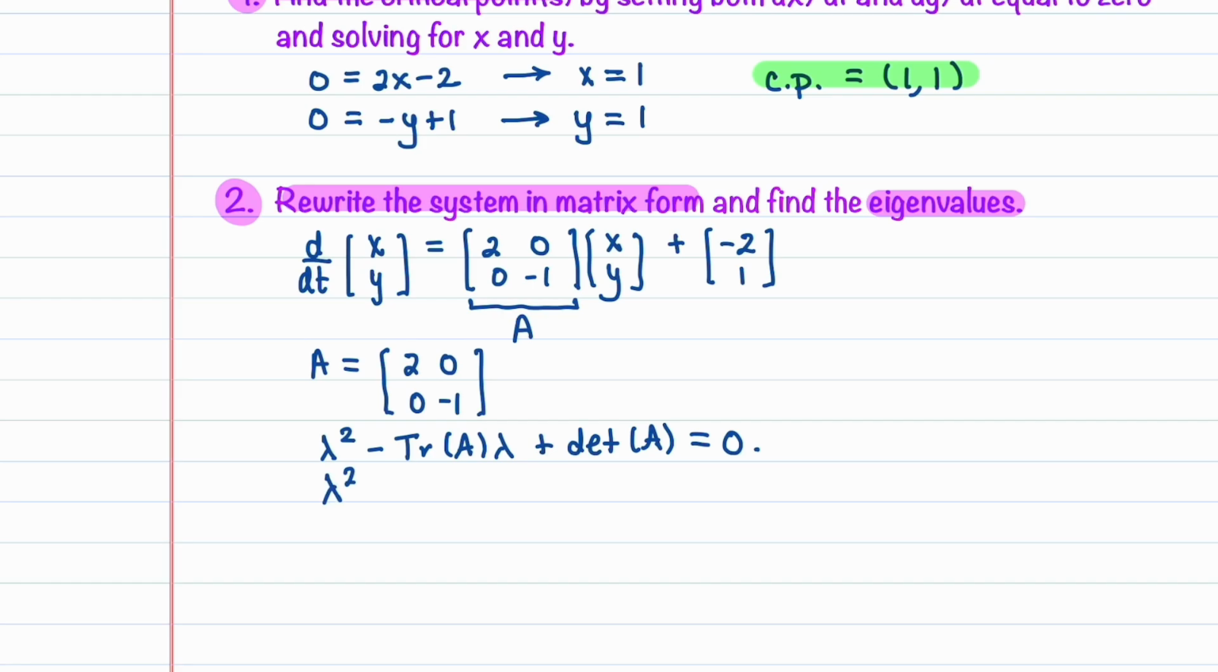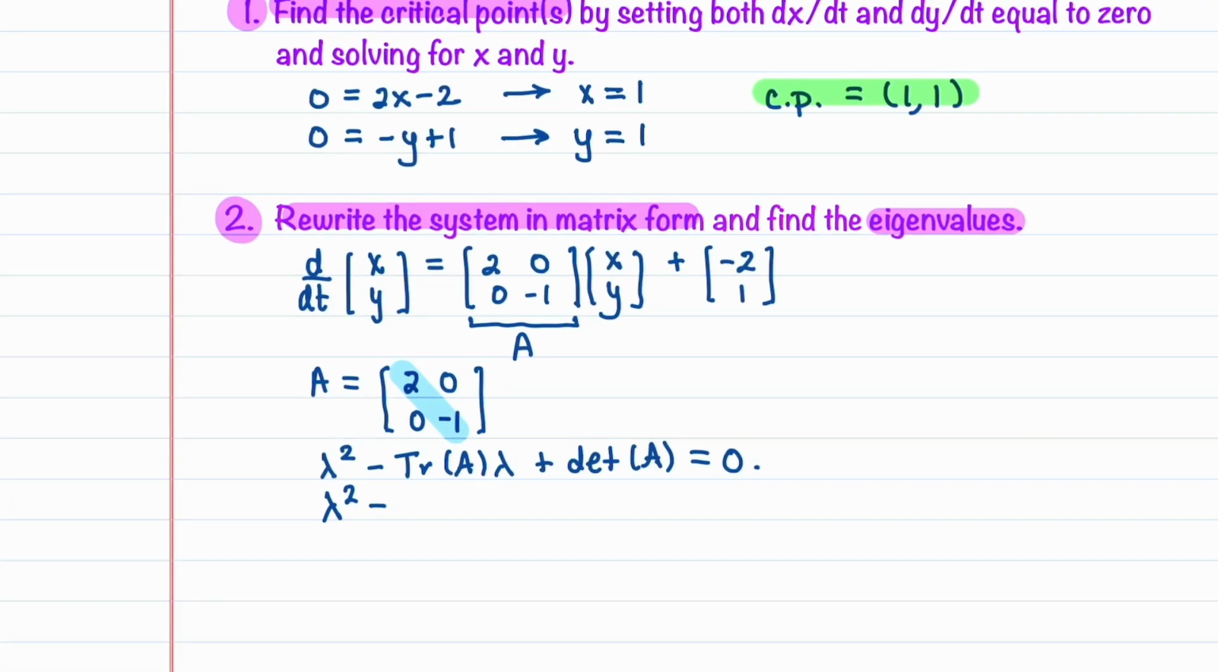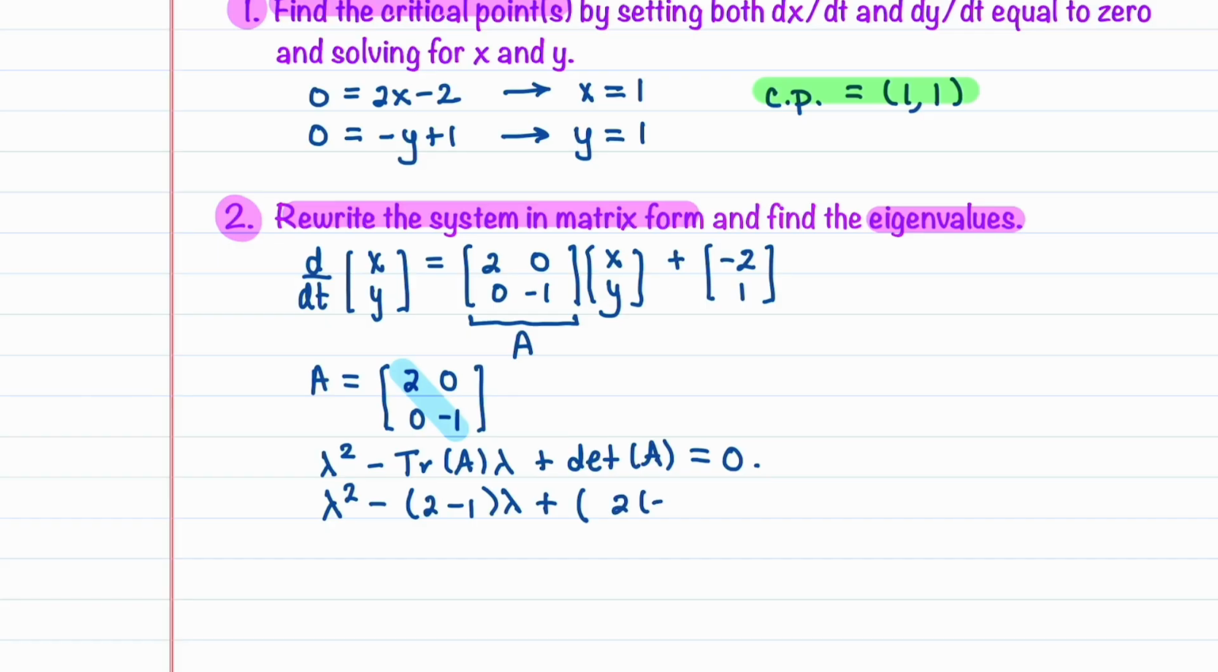We have lambda squared minus the trace of A. My students always forget what that is. It's just the main diagonal entries added together. So this is 2 minus 1 times lambda plus the determinant. Determinant is the main diagonal entries multiplied. So that's 2 times minus 1 minus the off diagonal entries multiplied. And we set that equal to 0. So this gives us lambda squared minus lambda minus 2 is equal to 0.